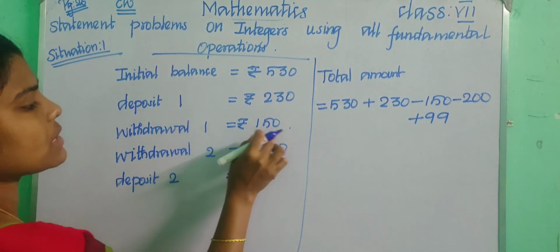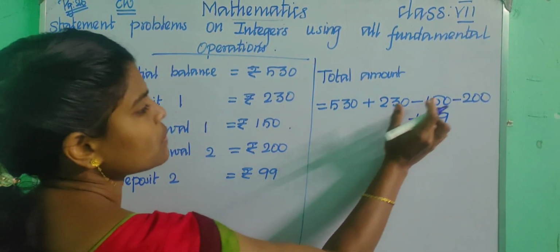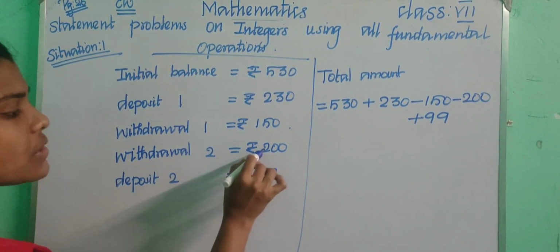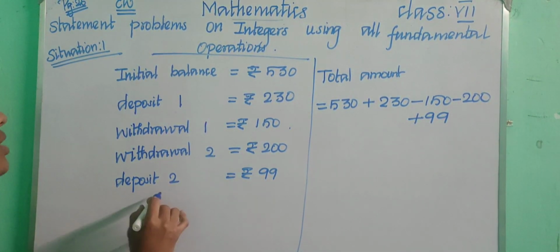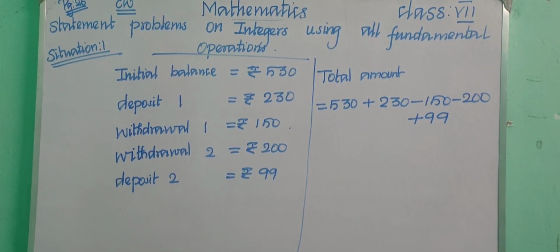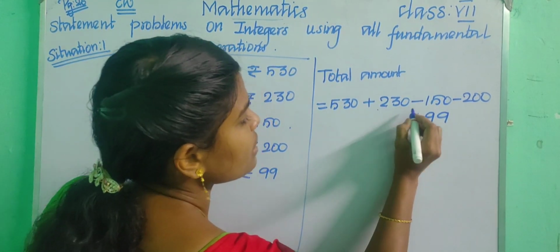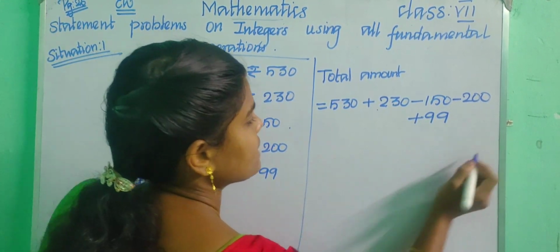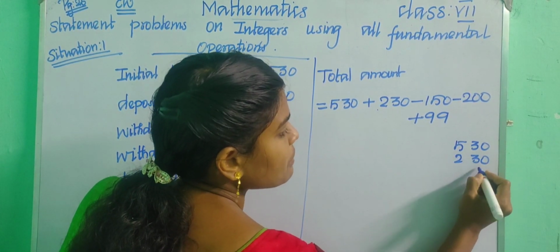Withdrawing rupees 150, so that withdrawing means he is taking it back, so that is minus 150. And withdrawal 2, for that withdrawal means minus 200. And then again the deposit 2, for that plus 99. Okay, children, so first of all let us solve the numbers having the same sign. So it is plus 530, plus 230 and plus 99. So let us add 530 plus 230 plus 99.